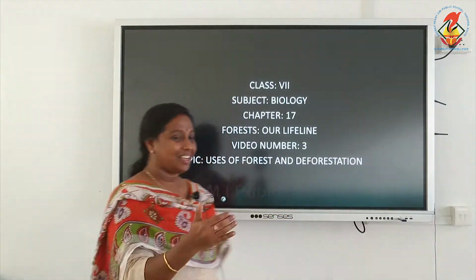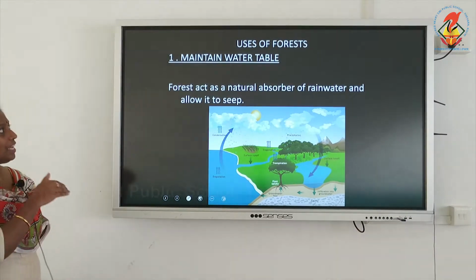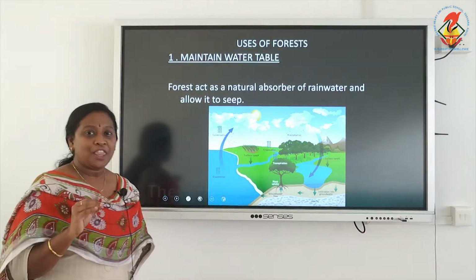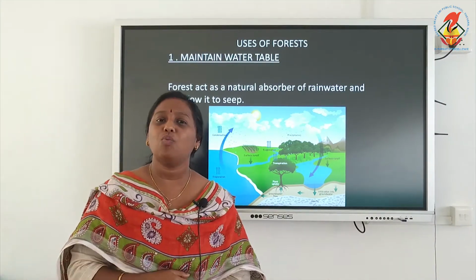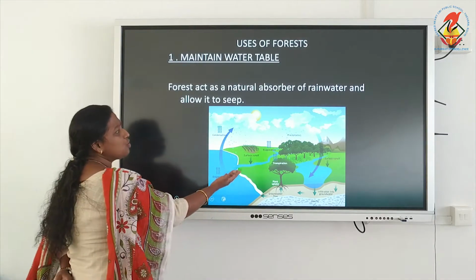Okay, we will start. So first we will start with the remaining uses of forest. So today we will be starting with the next use, maintain water table. The forest helps in maintaining our water table. Now, how does forest help in maintaining the water table? Just look into this diagram.